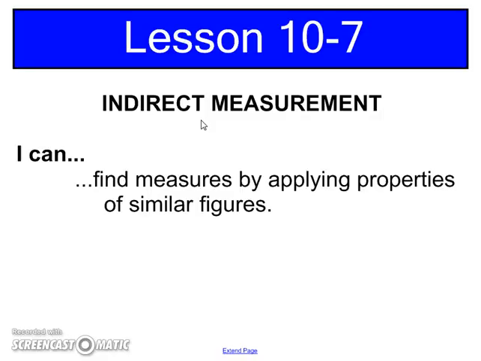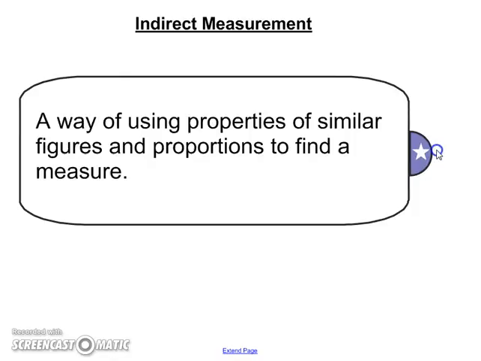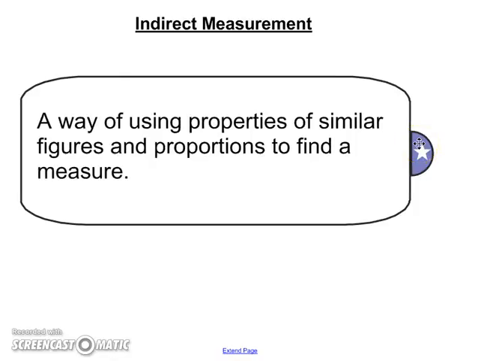Again, corresponding sides are proportional, and we're using those topics that we've been dealing with in the last 3 units, putting them into application out in the real world. So, first of all, the indirect measurement definition is a way of using properties of similar figures and proportions to find a measure, again, without being able to directly measure the object. So we're using other means to find the information that we want.